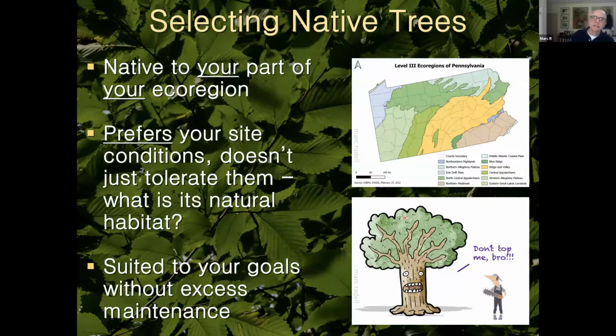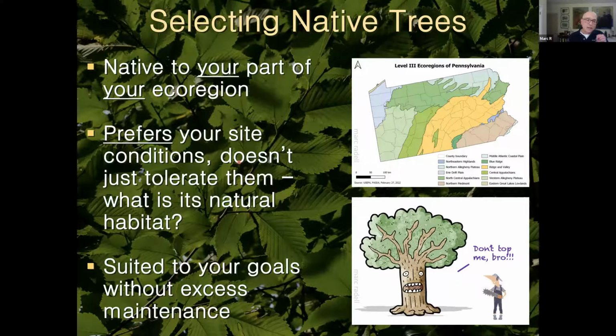So as far as selecting native trees, you want to make sure that the tree is native to your part of your ecoregion, because ecoregions are pretty huge, but you want to see if one's native to your part. And the way to do that is through county lookups on some of the sites that I have later, like BONAP and the Lady Bird Johnson Center. They allow you to look for species by county, and there are zip code finders from Audubon and National Wildlife Federation. So not only should it be native to your county, but it should prefer your unamended site conditions. It doesn't just tolerate them, because some of them will tolerate a wide range, but it actually prefers those conditions. That's where it's going to do its best.